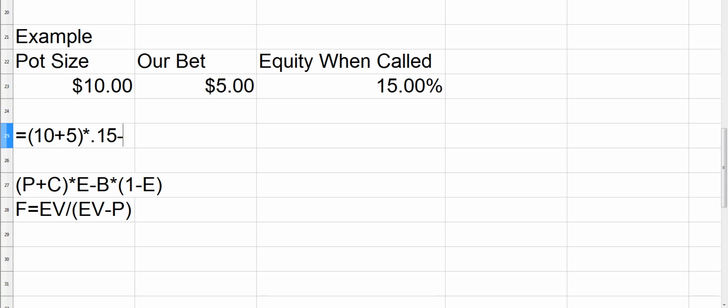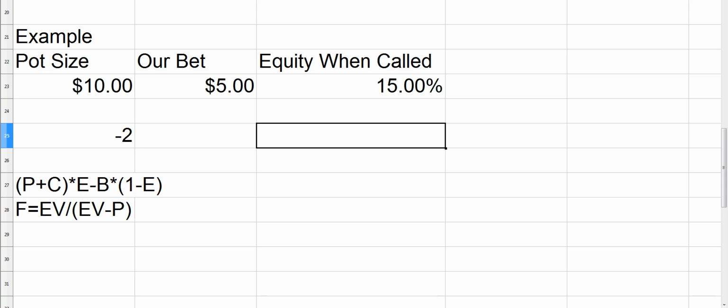Now we subtract, because this next amount is going to be the amount we're going to lose, we subtract B, our bet, multiplied by 1 minus our equity when called, which is 0.15. So we'll get that we're going to lose $2 when we're called on average. Now we just need to plug that in the equation to figure out how often our opponent needs to fold. So we're losing $2. We're plugging it into this equation here.